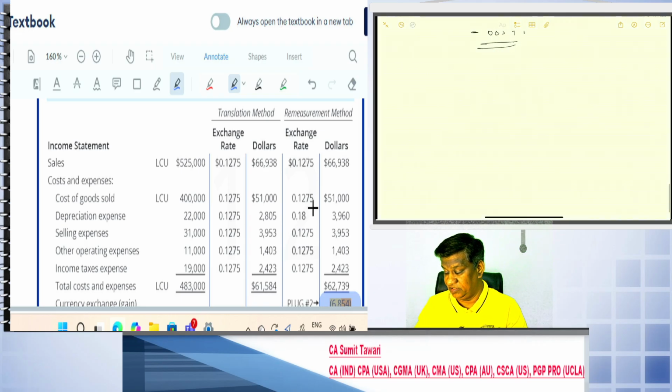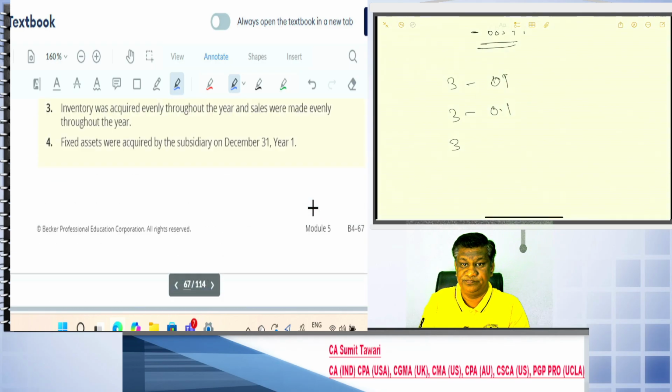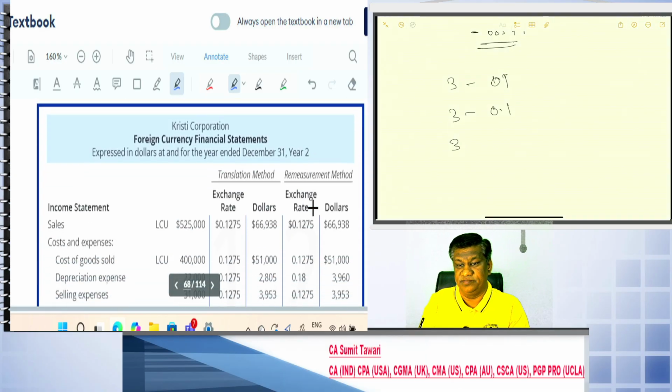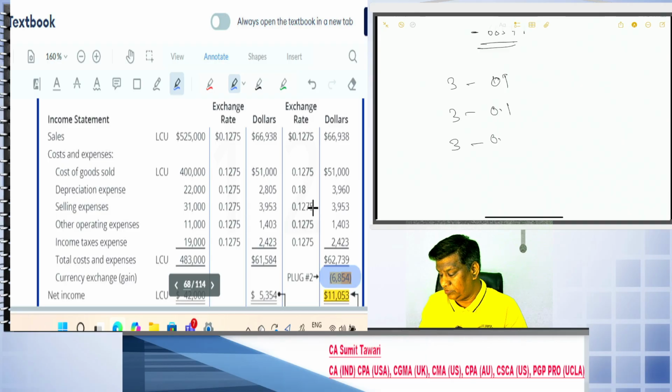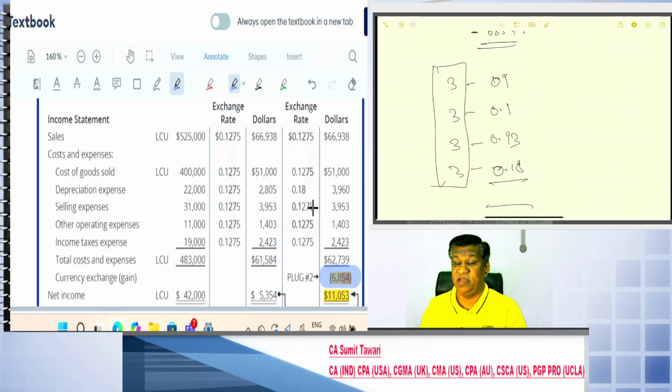Like see, I tell you, for 3 months 0.1, for 3 months 0.13, and for 3 months 0.18. As these months are equal, that's why the weighted rate is the same as the historical rate. And the inventory is the same amount, or the purchase is the same amount. So that's why the historical rate is the same as the weighted average.